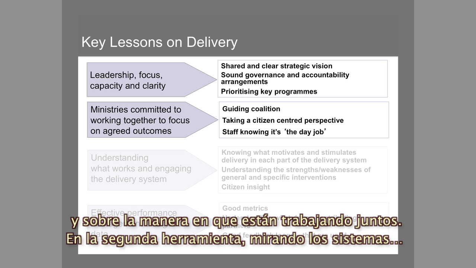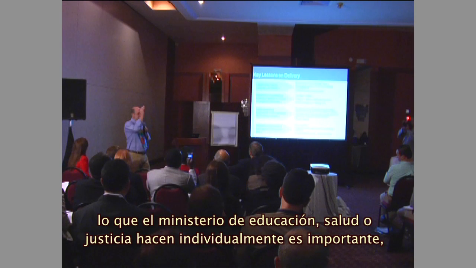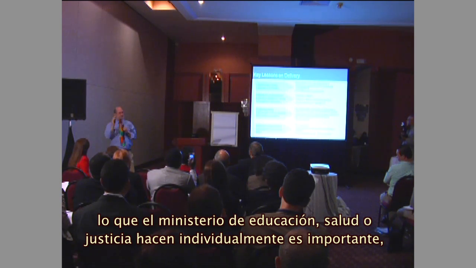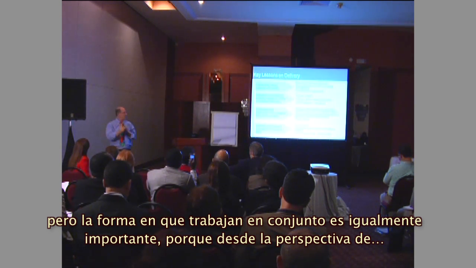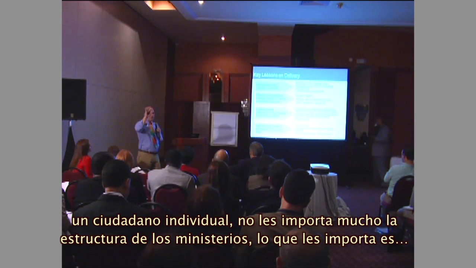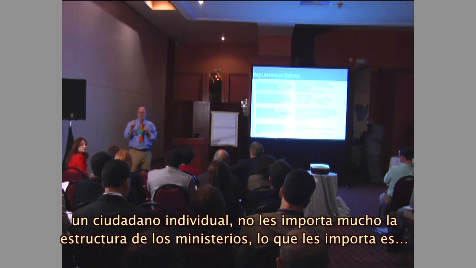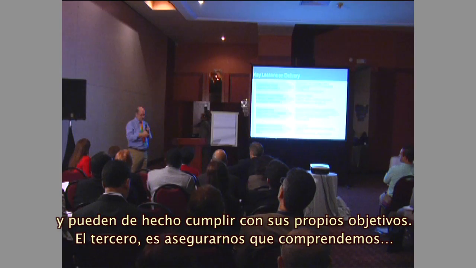In the second tool we'll be looking at today, which is looking at delivery systems, the argument that I'll be putting to you is that individual ministries, your Department of Education, your Department of Health, or your Department of Justice, what they do is important, but the way in which they work together is equally important, because from an individual citizen's point of view, they don't much care about the departmental structure. What they care about is the quality of the services they receive and the extent to which they live in a safe community and are able to actually meet their own ambitions.